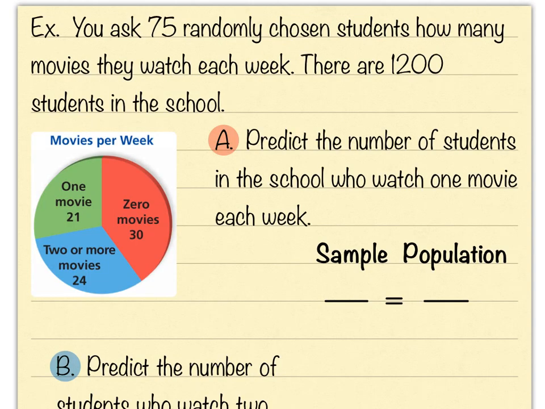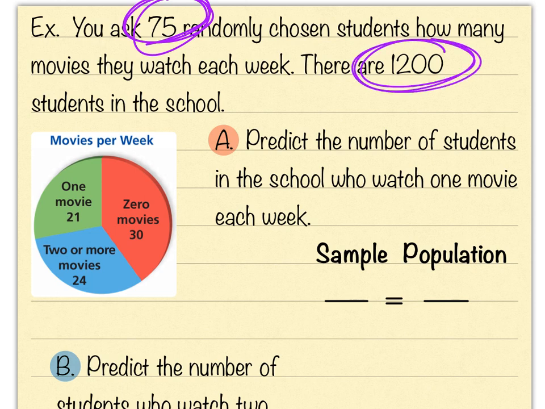It says you ask 75 randomly chosen students how many movies they watch in a week. Well, right now we're probably watching a lot of movies at home, not movies at the theater. I'm watching a ton of movies at home. There are 1,200 students in this school. A, predict the number of students in the school who watch one movie each week. Okay, I need these numbers up here. You asked 75 people. There are 1,200 people in the school. Well, let's look at the results here. The results say, because you're looking for people who watch one movie, 21 people watched one movie.